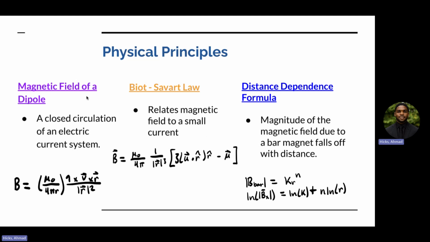Going back to the magnetic field of a dipole, basically what it says is that inside the magnet there are several electrons circulating around an atomic nucleus, and they're spinning on an axis. What this does is create a dipole of magnetic field strength.